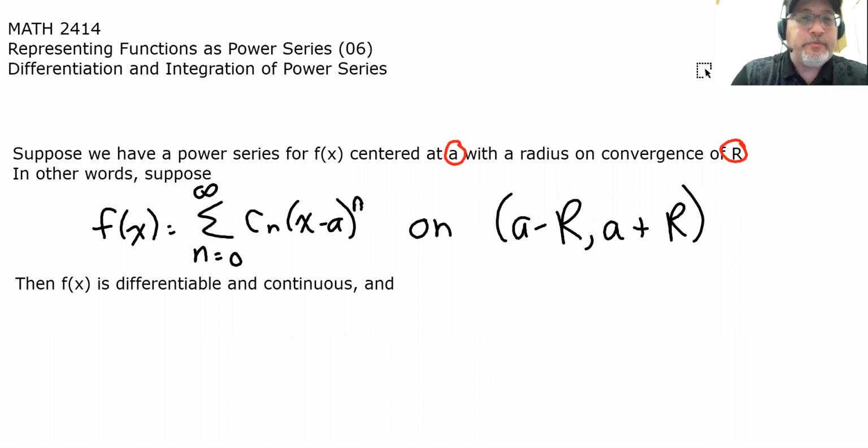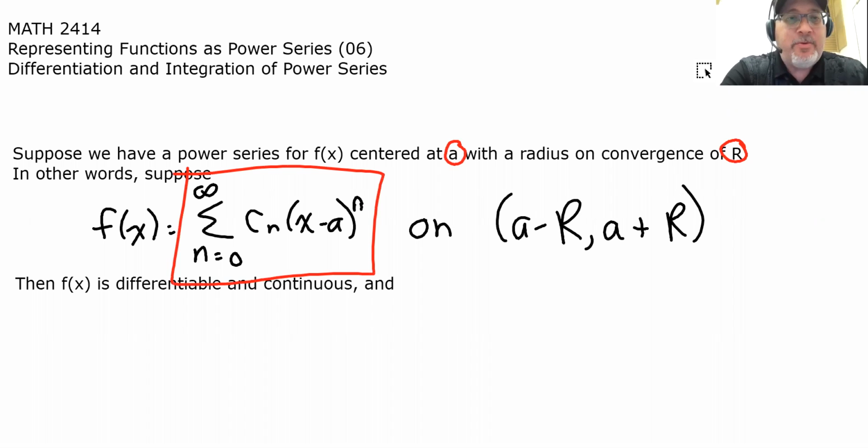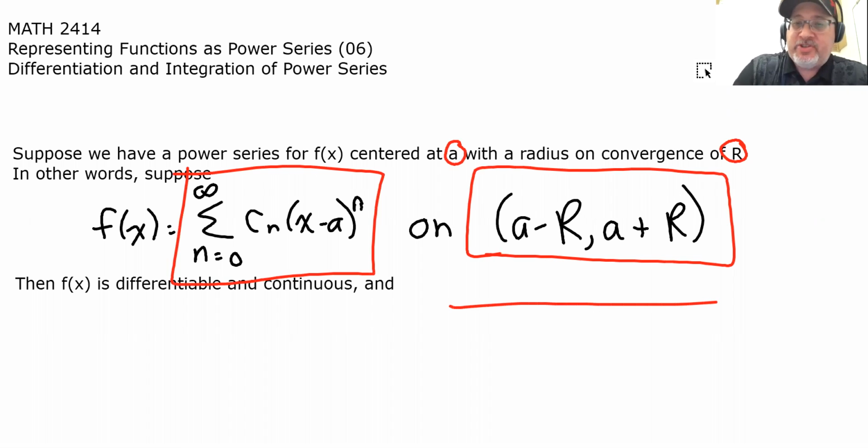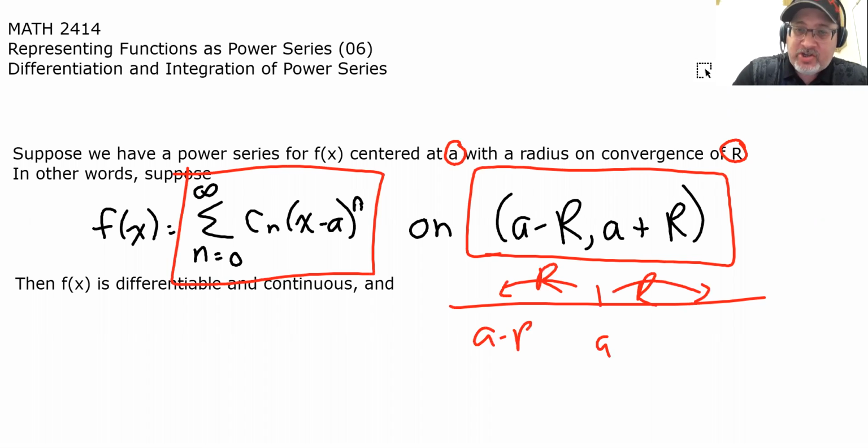In other words, suppose f of x is equal to this sum, the sum from n equals 0 to infinity of Cn times x minus a to the n, since we're centered at a, on some interval a minus r to a plus r. And remember, that makes perfect sense because the middle of that is a, and we go r in both directions. A minus r takes you to the left, a plus r takes you to the right.